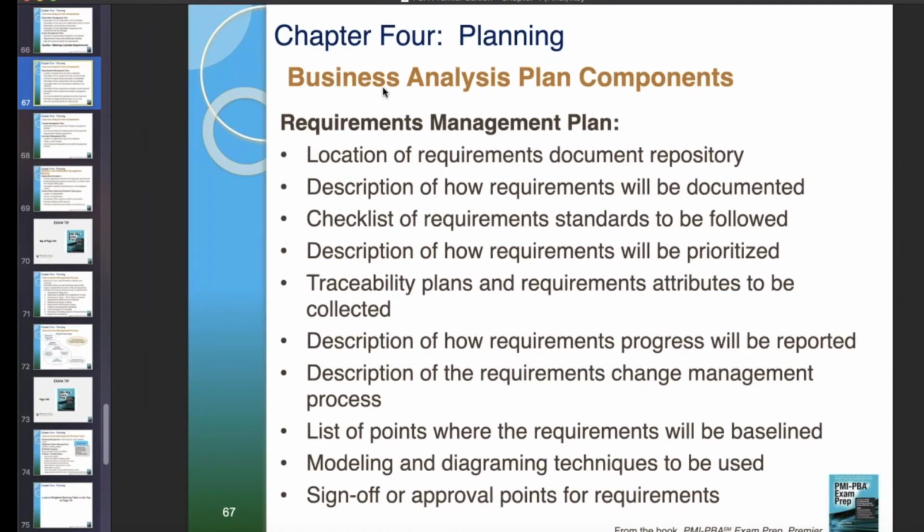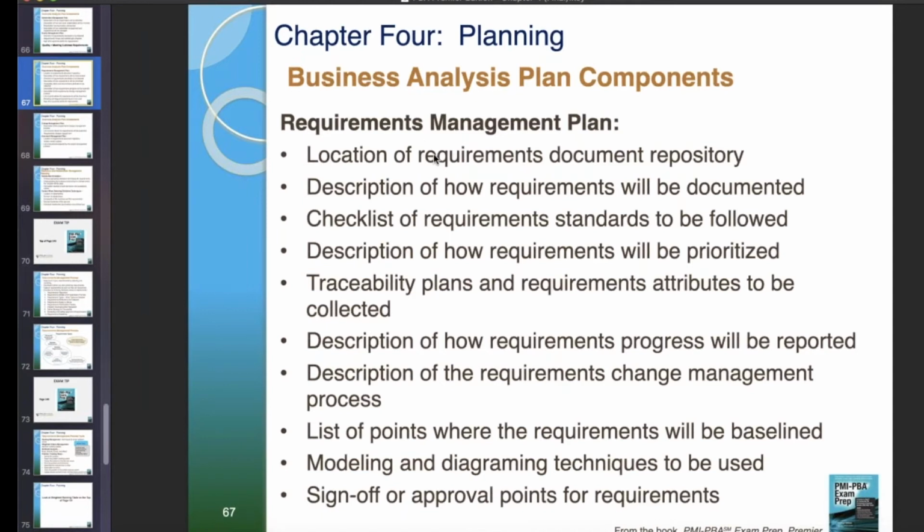Other components of your business analysis plan and what it means. Requirements management plan. Look how long that is. Do you know why? An analyst really is at the heart of what they do in many ways. They are a requirements manager. They manage requirements and the stakeholders who have those requirements.